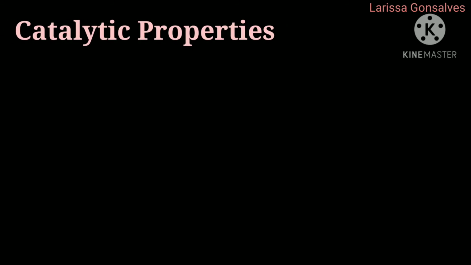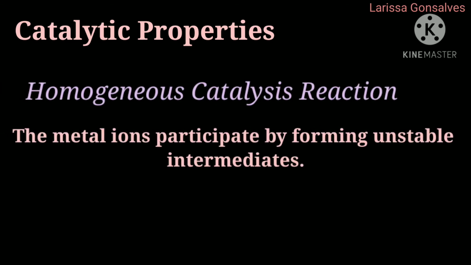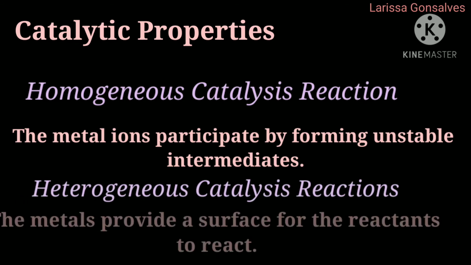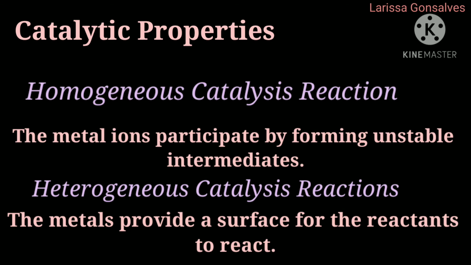Now we move on to the next trend, that is catalytic properties. Transition metals and their compounds exhibit very good catalytic properties. They act as homogeneous and heterogeneous catalysts as well. Compounds like iron, cobalt, platinum, palladium, chromium, nickel, etc. are used as catalysts in a number of chemical reactions, and these compounds increase the rate of a chemical reaction. In homogeneous catalysis reaction, the metal ion participates by forming an unstable intermediate, whereas in heterogeneous catalysis reaction, the metal provides a surface for the reactant to react.